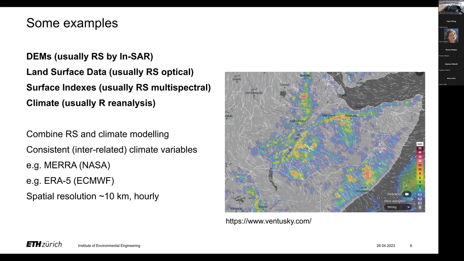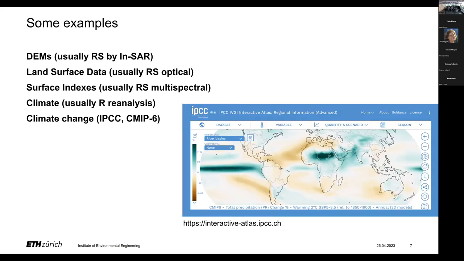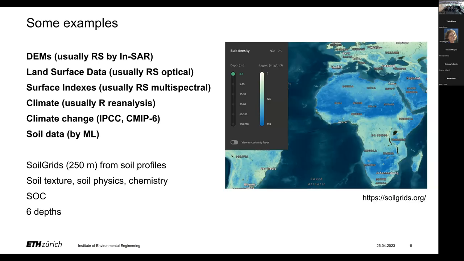Climate change variables, climate change as well. Remember now that all these IPCC and climate model intercomparison projects are available in a spatial context. So you have these types of platforms popping up almost every day where you can click on any point in the globe and find out what the climate change projection there is. What about the machine learning methods? Here we're talking about soil data, for instance. So SoilGrids is a dataset at 250 meter resolution with soil properties, soil texture, soil physics, chemistry, pH, soil organic carbon in six depths over the entire globe, right? This can be very interesting for applications where you don't have local data.